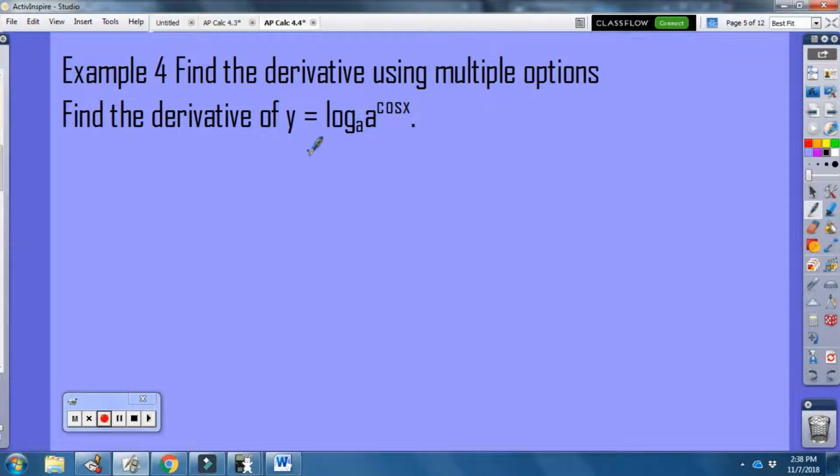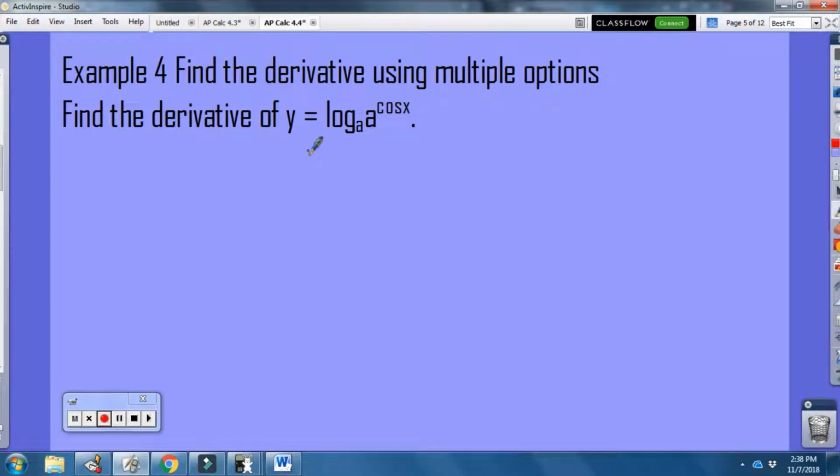Example 4, we want to find the derivative using multiple options here. So the easiest way to find this derivative would be to use properties of logarithms. I told you that log a and a to a power cancel each other out. So one way to do this would be to rewrite this as log base a of a to the cosine of x. These two terms cancel, and you get cosine of x. If we want to find the derivative, boom, negative sine of x.